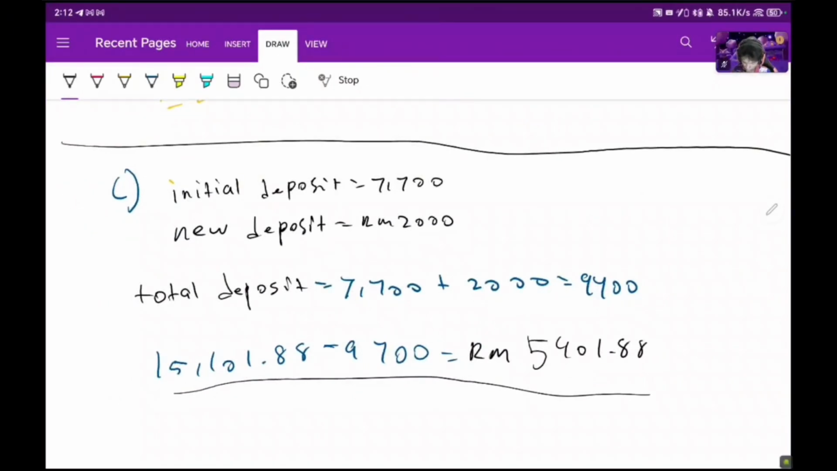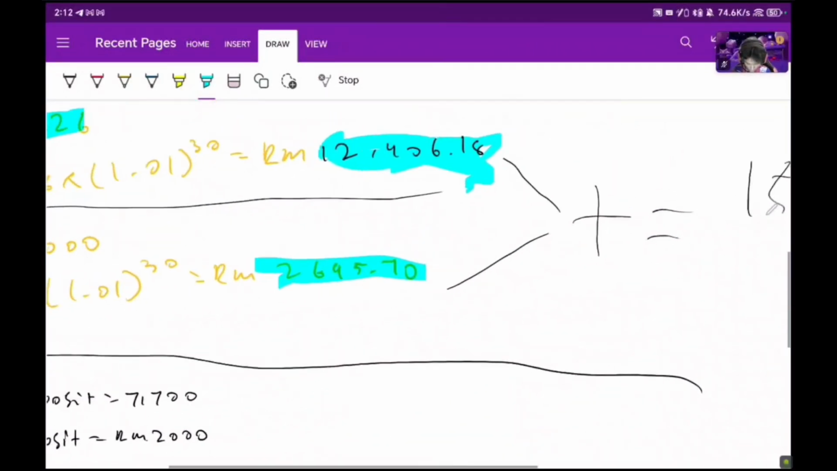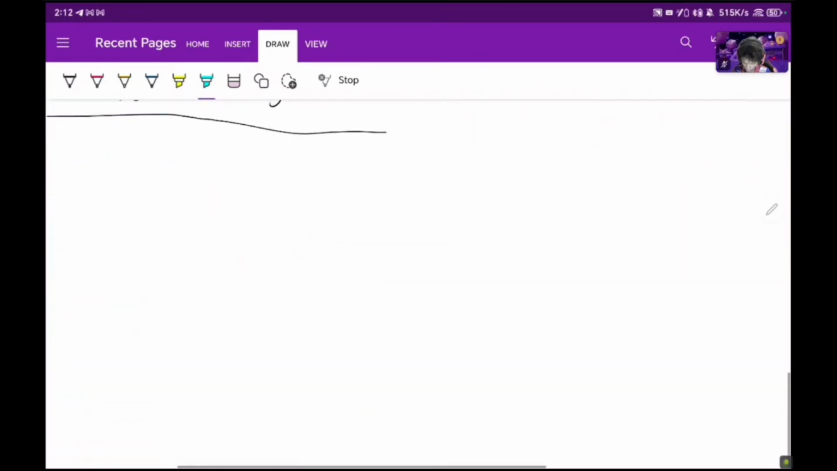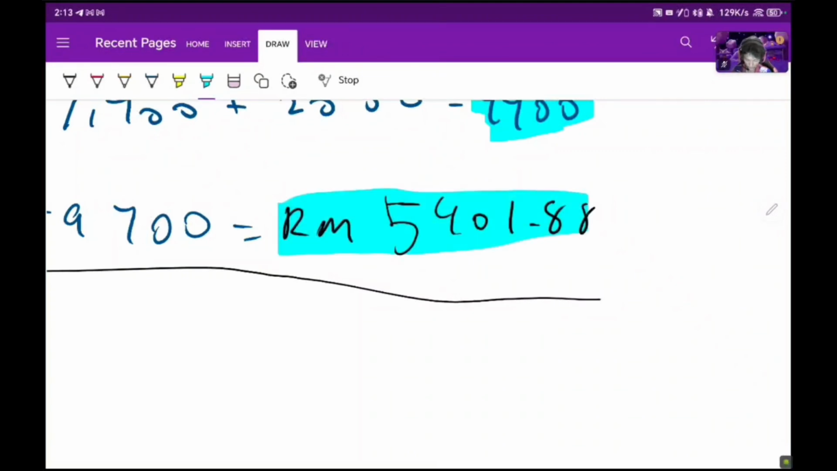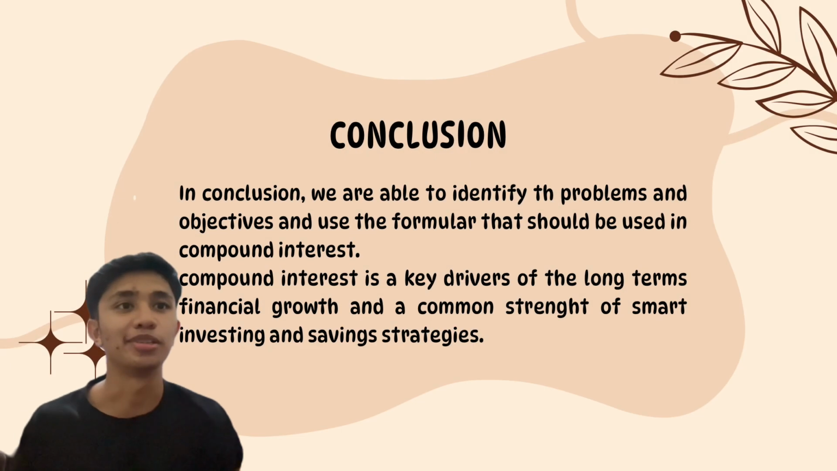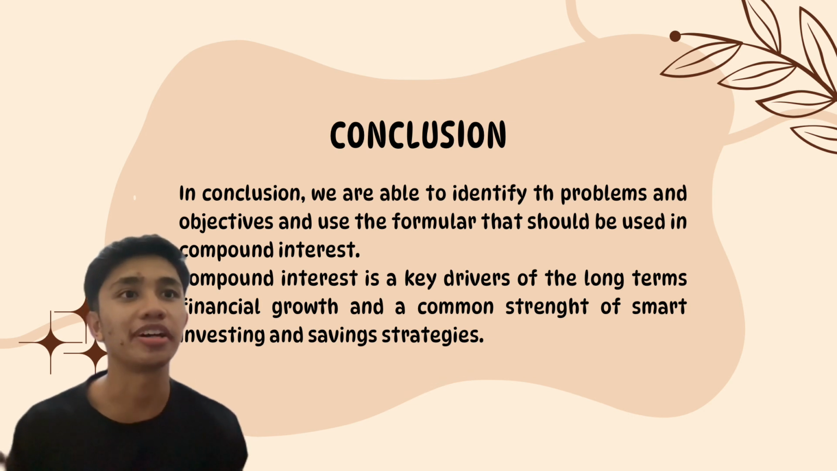Now we move it to the question C, which is we need to find the total interest, right? So the initial deposit is 7,700, and the new deposit is only 2,000. So I total the deposit: 7,700 plus 2,000 is equal to 9,700. And then I subtract this from the total amount 15,101.88 cents from the question B that we got earlier. So the total interest is gonna be 5,401.88 cents. That's all.